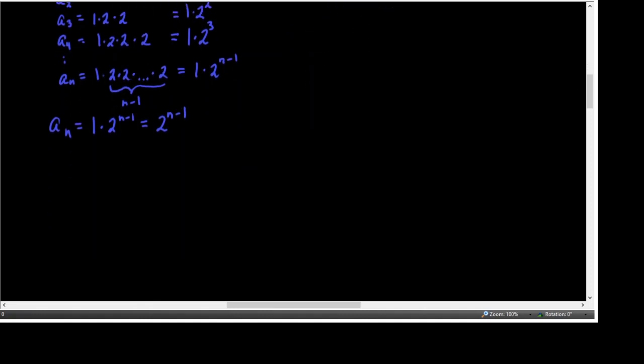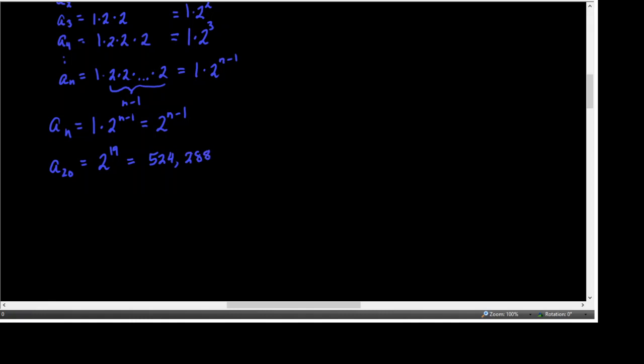So the question is, how much will be earned on day 20? Well, that'll be the 20th term of this sequence. So that's going to be 2 to the 20 minus 1, which is 19. And the answer to that is 524,288.